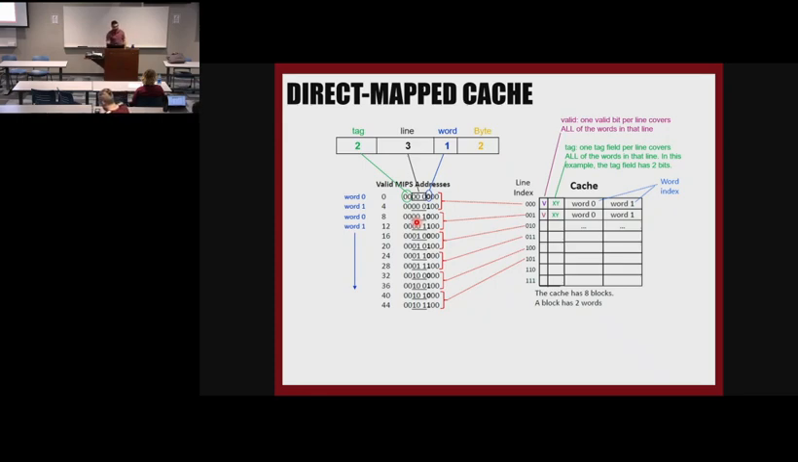The way it works is that, let's say we have word 0 and word 1 here. This is a case where we have 2 words in each block. When we have 2 words in each block, something interesting happens, and that's where we can use spatial locality and so on. So how it works is, let's say we want to find this word 0. Word 0 has the index of 000.